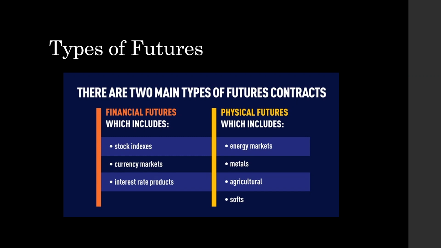Basically, in the futures market, there are two types of futures contracts that you can see. There is the financial futures, as you can see here: the stock indexes, currency markets, interest rate products. And then there are the physical futures, so you can hedge your bets, which I'll cover later in the video. You have your energy markets like oil and natural gas, but you also have agriculture like corn and wheat. You have metals like gold, and you have softs. So those are the two basic types of futures contracts.